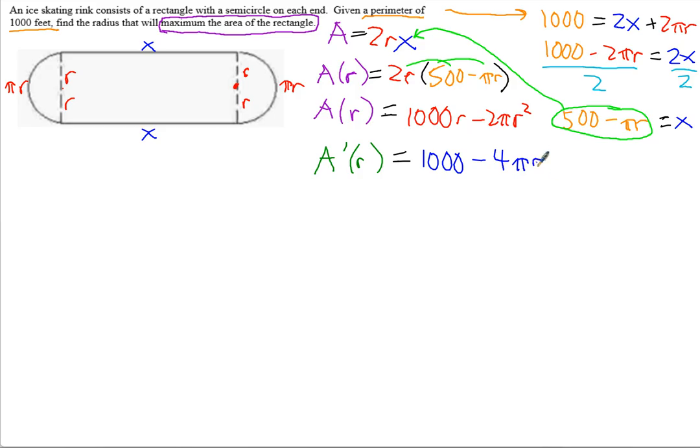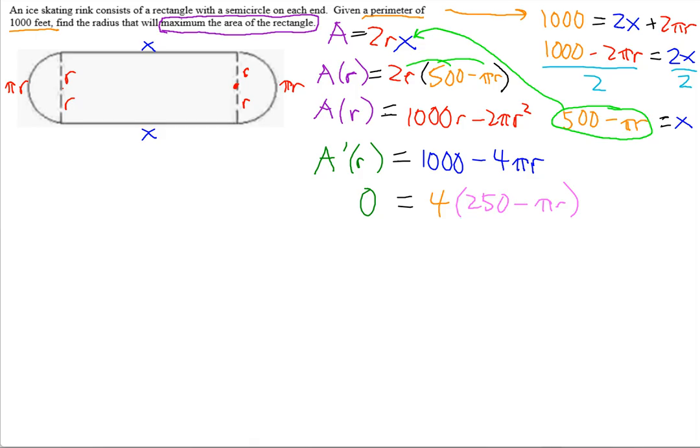And then to find critical numbers, you want to see whether this is 0 or undefined. In this case, there's no denominator or negative exponents, so it's never undefined. Just set it equal to 0. And then to solve this, you could factor out a 4 first as a GCF. What we're left with is 4 goes into 1,000 250 times, minus pi r. And then 4 will never equal 0.